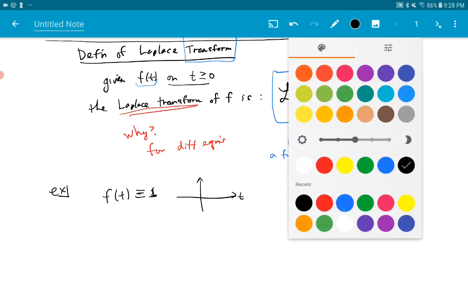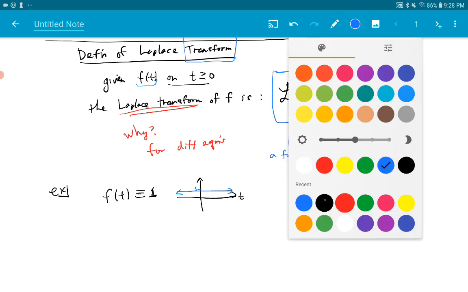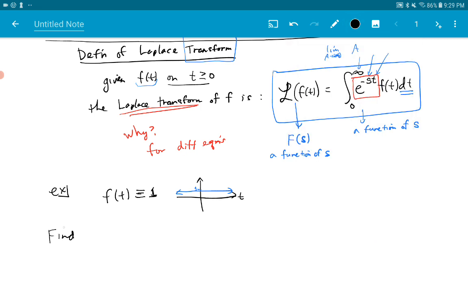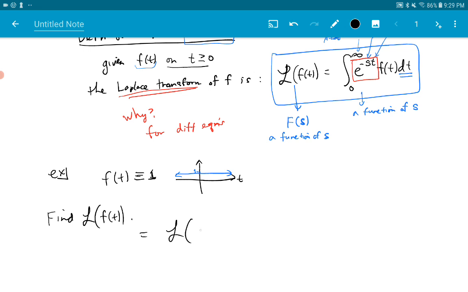In other words, the graph of this function will be a horizontal line through 1, right? So we want to know, what is the Laplace transform of this function? Okay, well, it'll equal the Laplace transform of 1, which is the integral from 0 to infinity. So this is the solution. The integral from 0 to infinity of e to the negative st times our function, which is 1 dt.